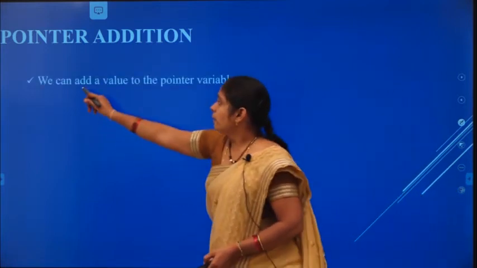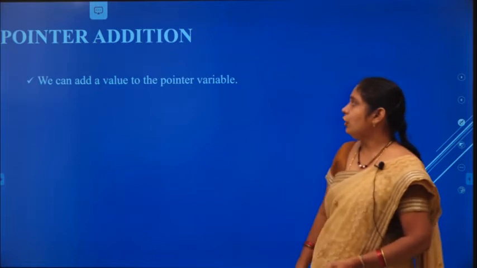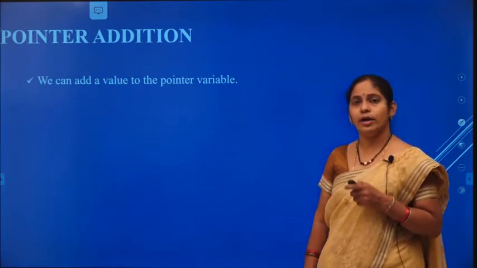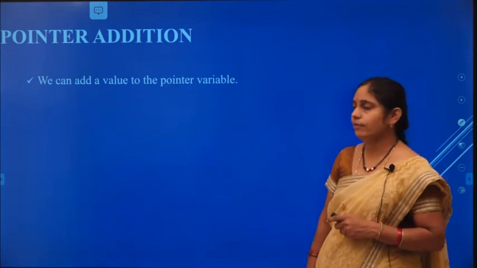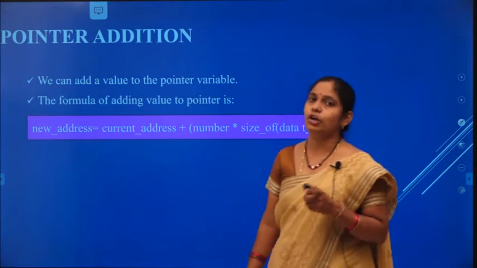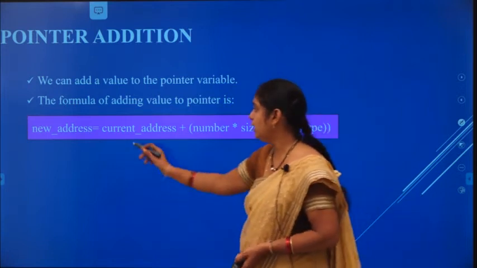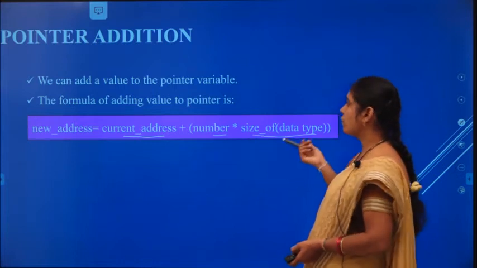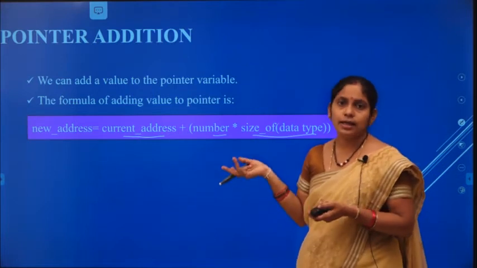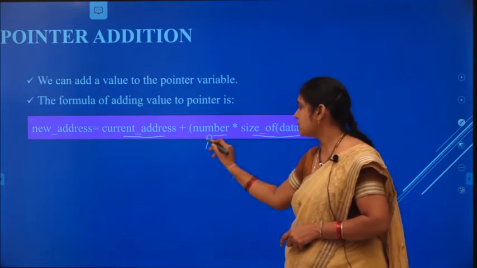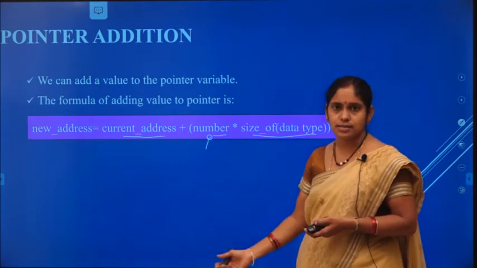We can add a value to a pointer variable. How can we add? See the formula for adding a value to a pointer variable: current address plus number into size of the data type. It is like an increment operation. There we used I, here we just use it as number.